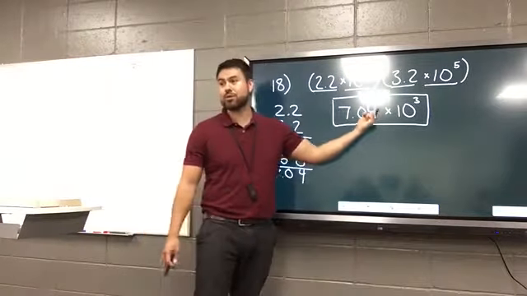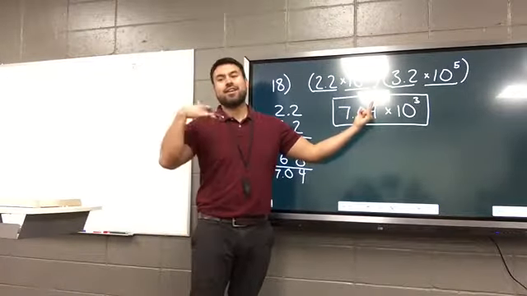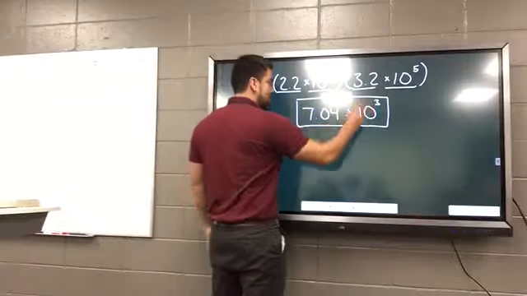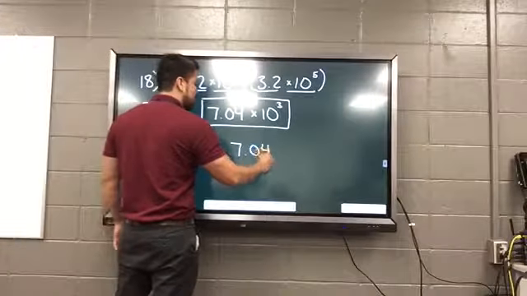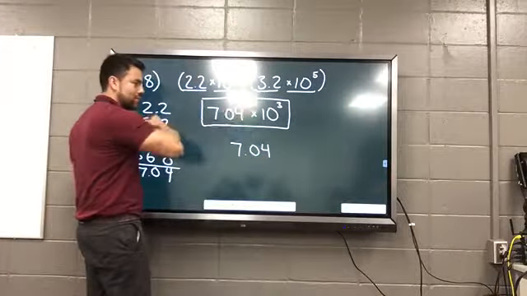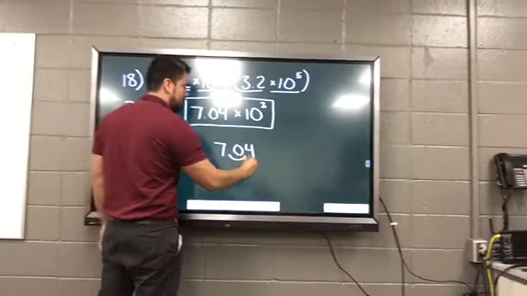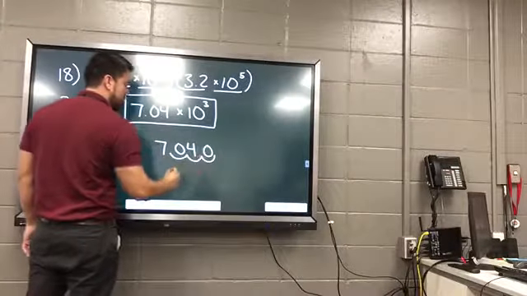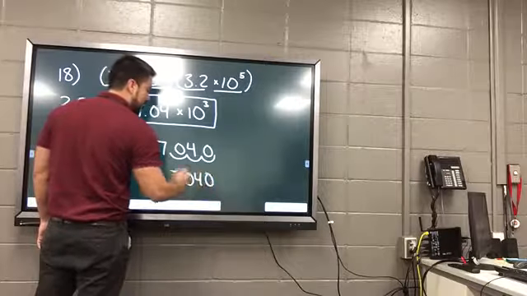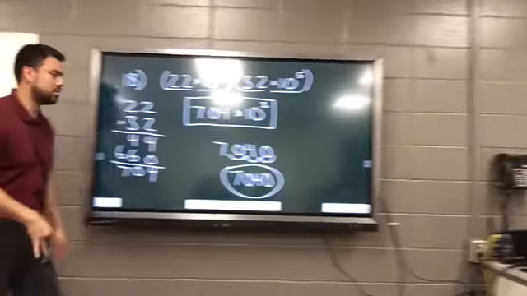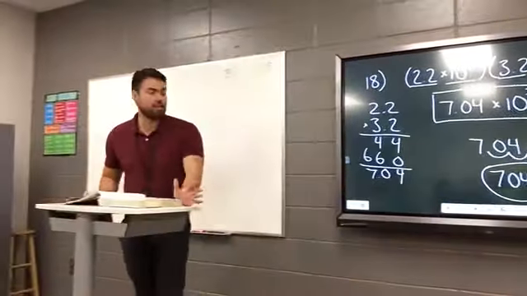Is this a big or a small number? Big, because it has a positive exponent. So where do I move that decimal place, to the right or to the left? 1, 2, 3. I move it to the right because that's the only way I'm going to get a big number, which is what it said it was. 7,040 for standard form. Yes, sir?